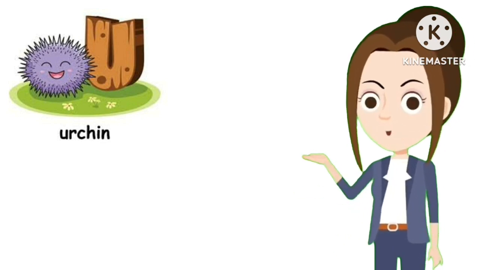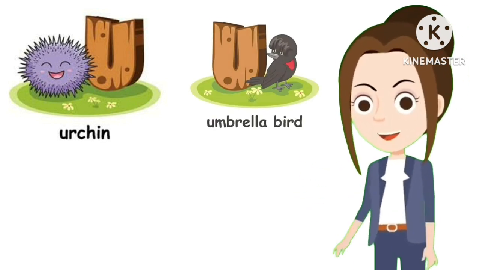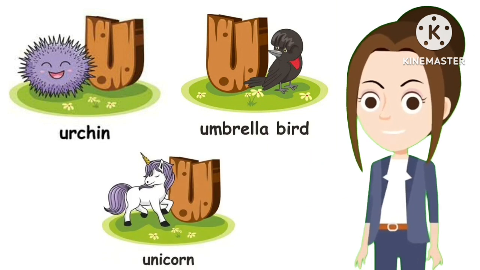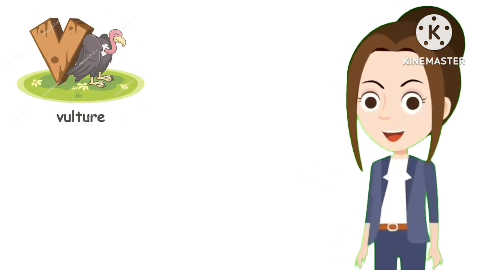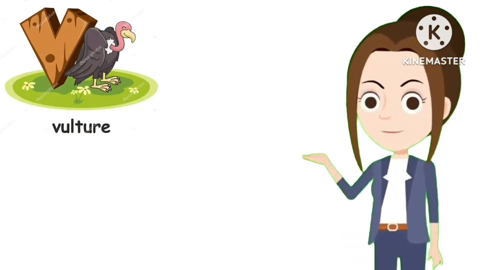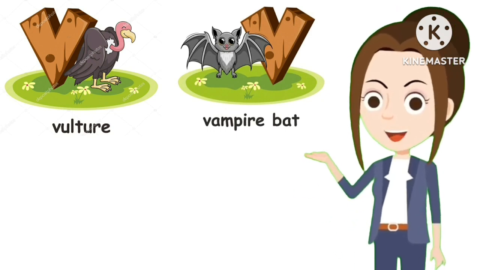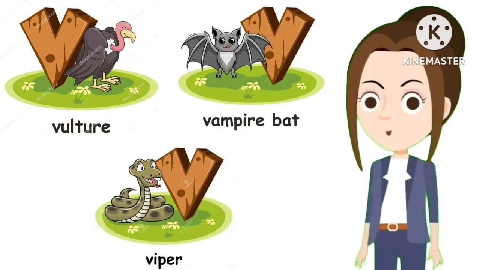U for urchin, U for umbrella bird, U for unicorn. V for vulture, V for vampire bat, V for viper.